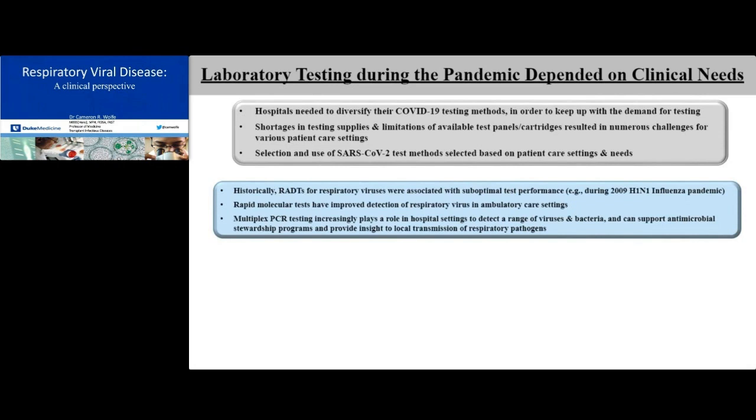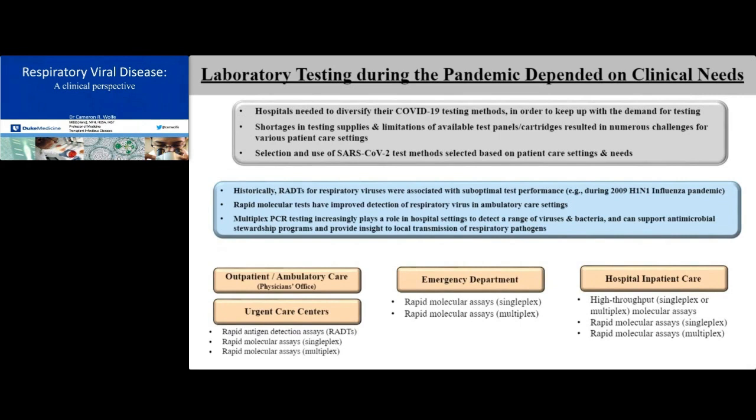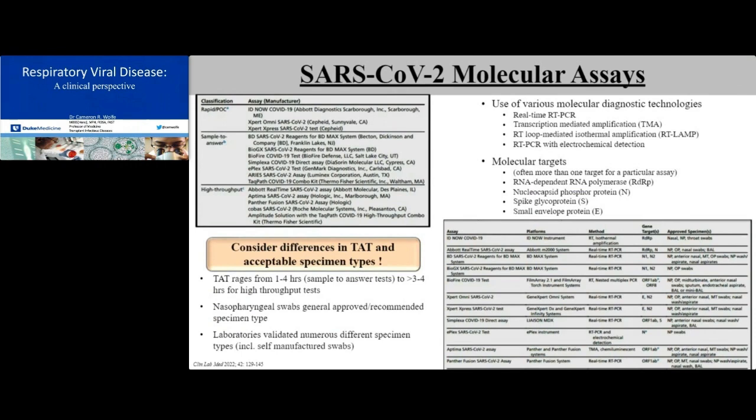I have shown this here in the lower portion of the slide by various settings like outpatient and ambulatory care and urgent care centers versus emergency departments and hospital inpatient care. Here you see a summary of the various COVID-19 methods utilized during the pandemic. The review published in the journal Clinics in Laboratory Medicine provides a great overview of these tests and their performance characteristics. Details here are beyond the scope of today's talk.